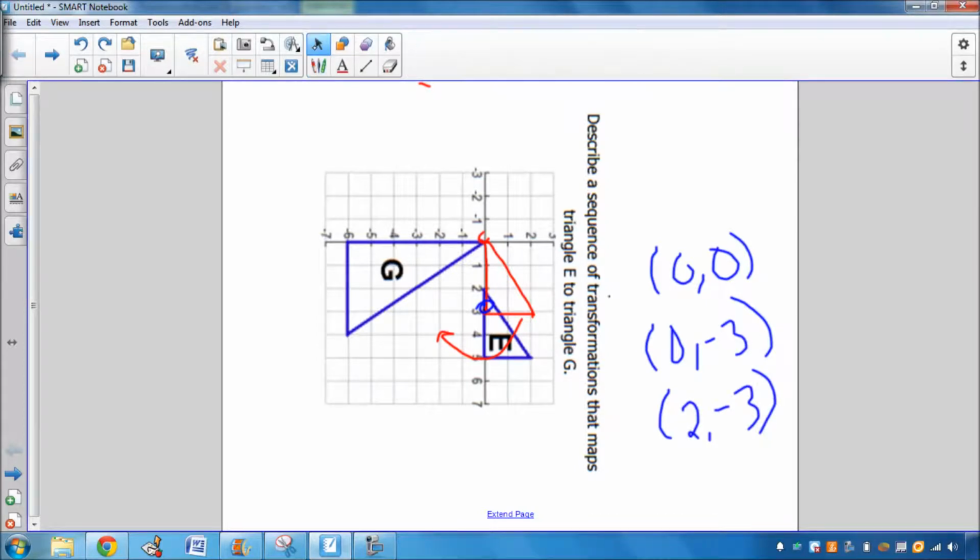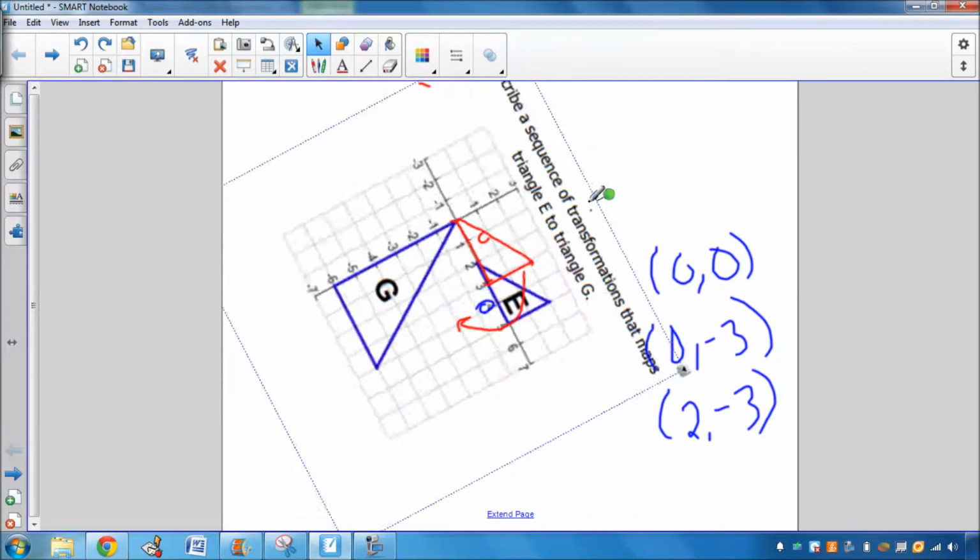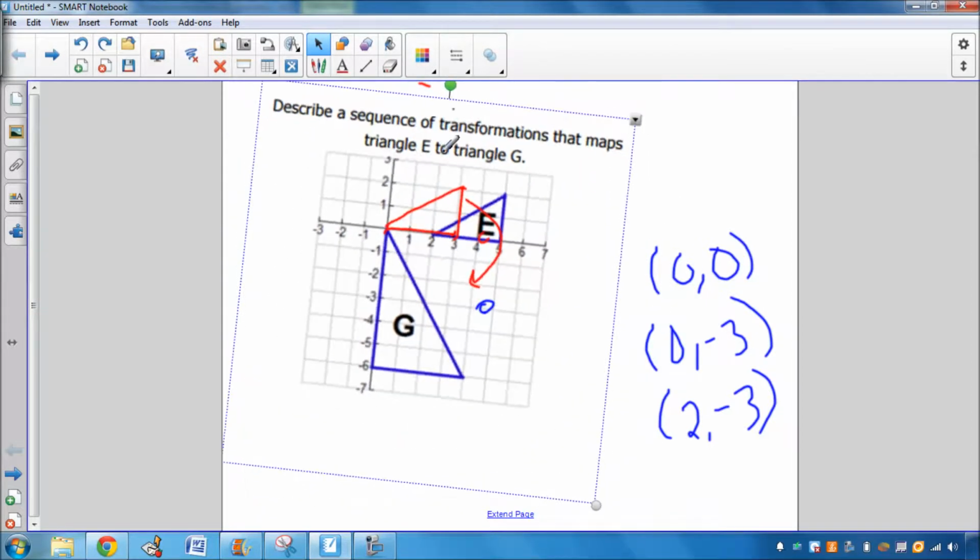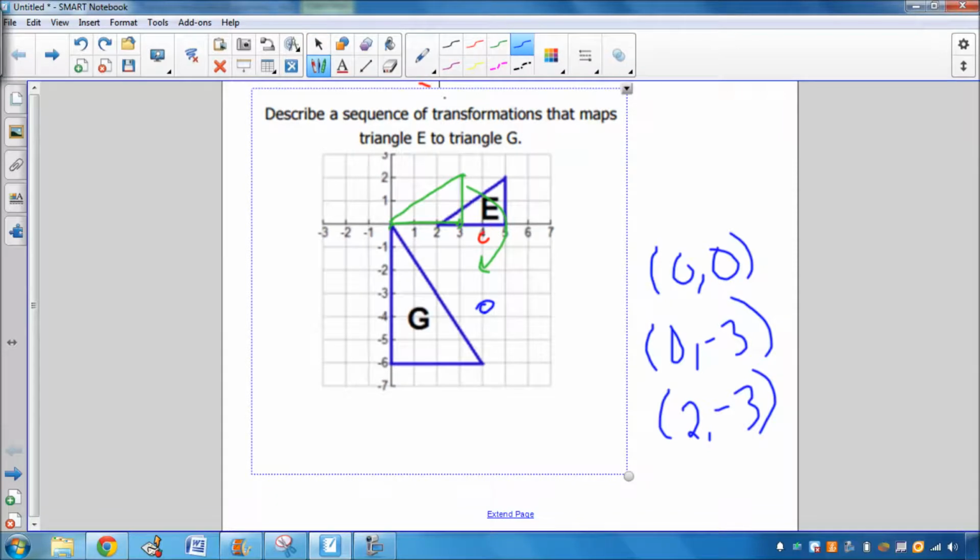Then you're going to turn your paper back to how it was before, and you graph out these new coordinates. So your new coordinates are going to be 0, 0, 0, negative 3, and 2, negative 3. And this appears to be promising. This appears to be getting us closer to triangle G, which is what we're trying to do.